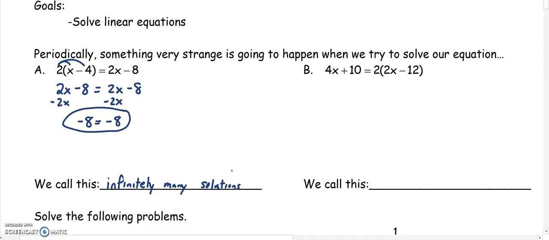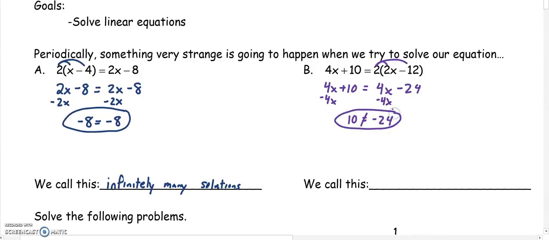In B, again, I see parentheses, so I'm going to distribute the 2. So I get 4x plus 10 equals 4x minus 24. This time it's the same variable on both sides. So when I subtract 4x from both sides, I'm left with 10 equals negative 24. This time, that's not true. 10 is not equal to negative 24. When that happens, we call this a no solution.